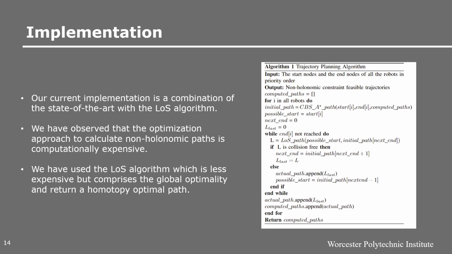Although this line of sight algorithm sometimes only returns homotopy optimal paths, based on our analysis, the trade-off between the homotopy optimal path and the actual optimal path is not that significant, as the path generated is coming from the ECBS algorithm. On the right hand side, you can see a very brief pseudocode for our implementation till now. In the first step, we calculate the ECBS A-star path for all the robots, which are then passed through the line of sight algorithm to calculate the non-holonomic optimal path. These are saved into our computed paths, which are then used in calculating conflicts for other multi-agent robots.